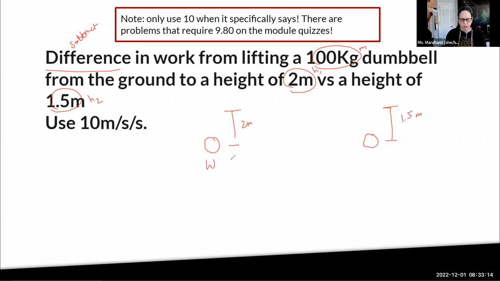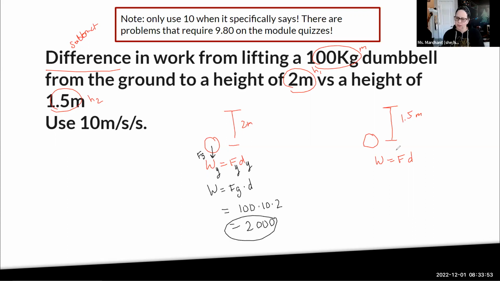What's the formula? I need work, so that's force times distance. Work equals force times distance. When you're looking at this dumbbell, the work that we need is in the y direction. So the work in the y is equal to the force in the y times the distance in the y. What force do we have here that we have to overcome? We have to overcome the force of gravity. So the work is going to equal the force of gravity times the distance, or in this case, the height. 100 times 10 times 2, 2,000.